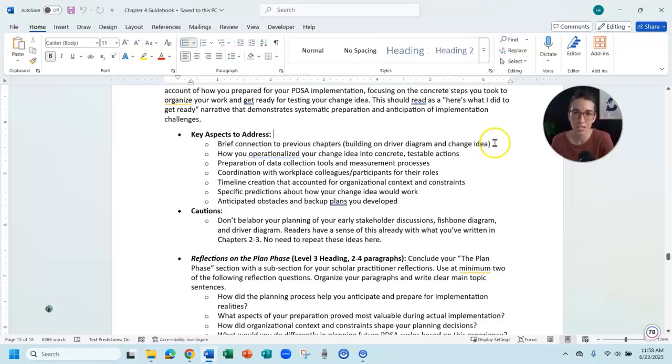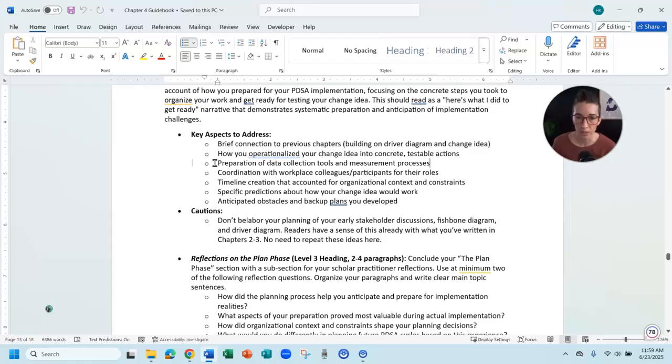Maybe your driver diagram helped to inform some of these steps, right? You can even refer back to the driver diagram that was in chapter 3. Was it figure 3.2, right? You can refer back to it if you need to. So how you operationalize your change idea into concrete testable actions, that again is just your brief overview, your brief connection. And then here, what are the things you did to prepare for data collection?